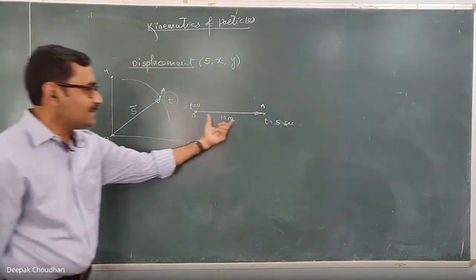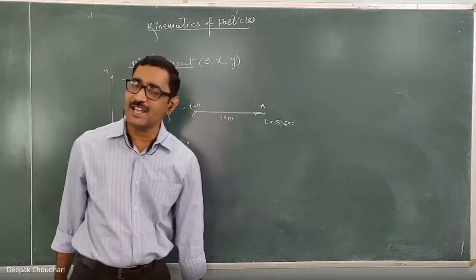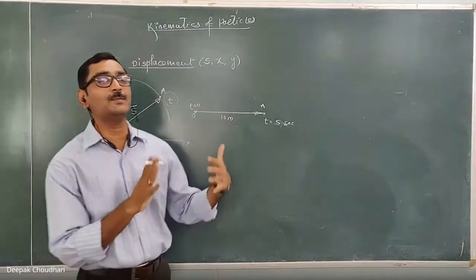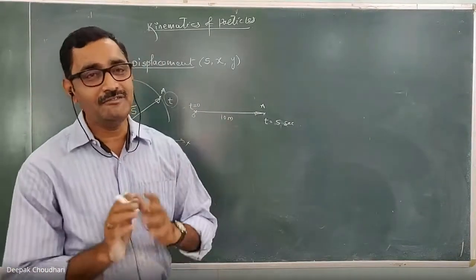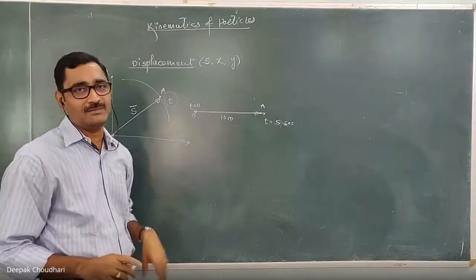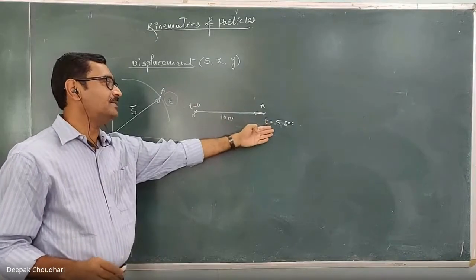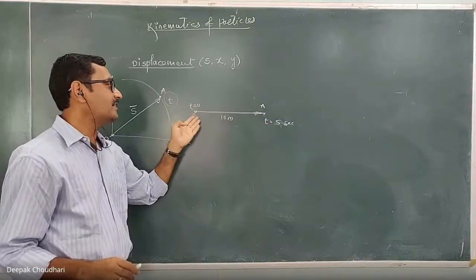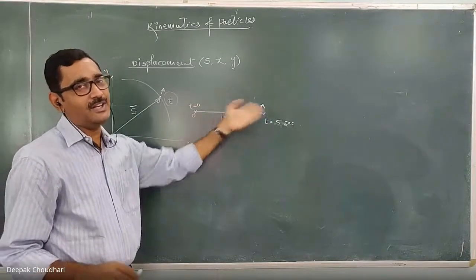So this is the magnitude, this is the direction, and this is the time. So displacement is nothing but a position vector, which expresses the position of a particle with respect to origin at any instant of time t. So I can say that at time t equal to 5 seconds, the displacement of the particle is 10 meter towards right.